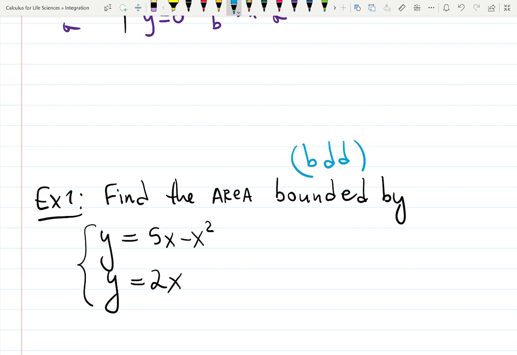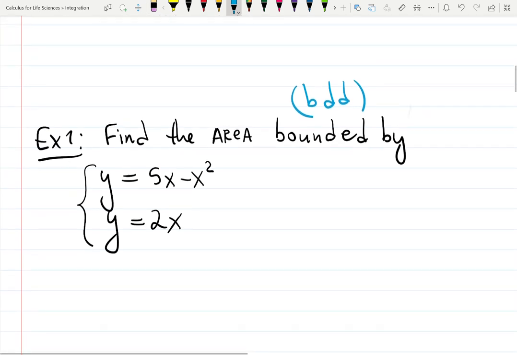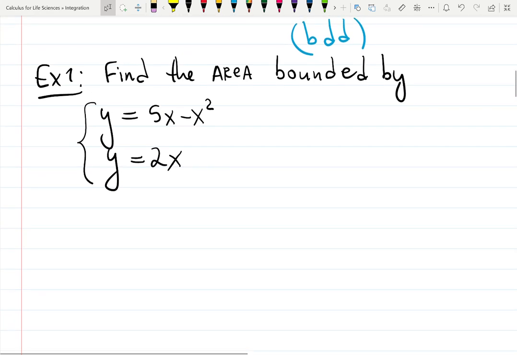We don't have this shortcut in Russian. So bounded by, you will see this a lot. In your homework and on the test, you will see bounded by, bounded what? So you have to just read what functions are given and start working. I'm going to do one example and then more on Monday. So two functions, 5x minus x squared and 2x.